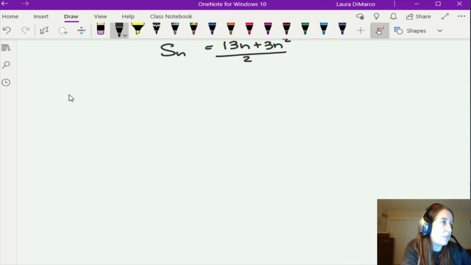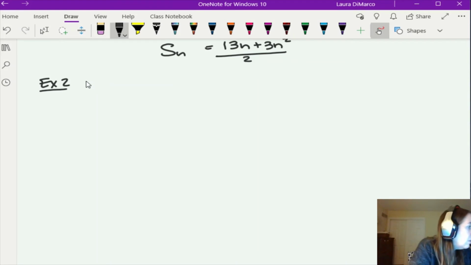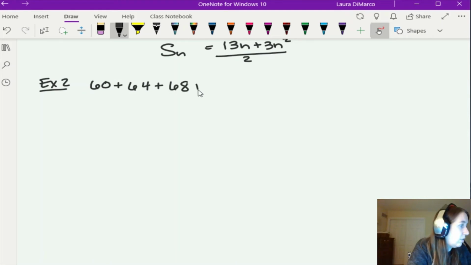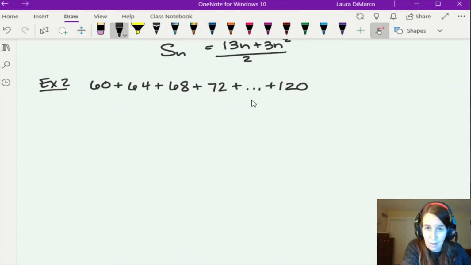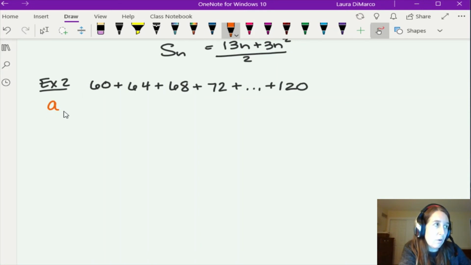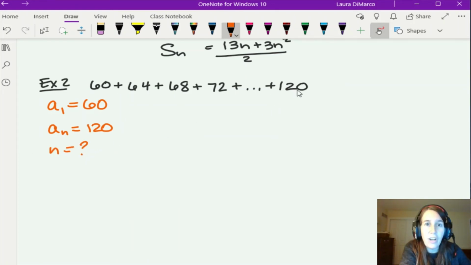So here is our sequence, example 2. 60 plus 64 plus 68 plus 72 plus dot dot dot plus 120. No n, just 120 there. We are supposed to find the sum. One thing I can see is that we do know a sub 1, which is 60, and we know a sub n, which is 120. So awesome. The thing we don't know is n. How many terms are there here? So we have to figure out n.